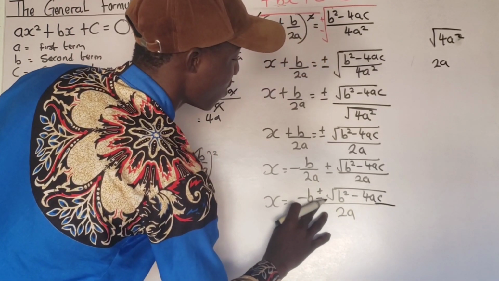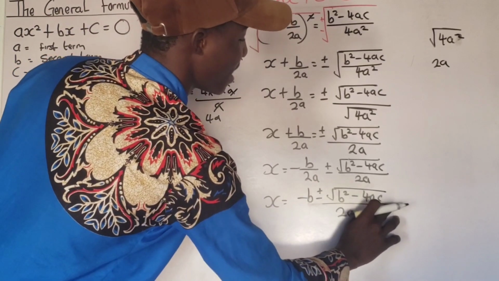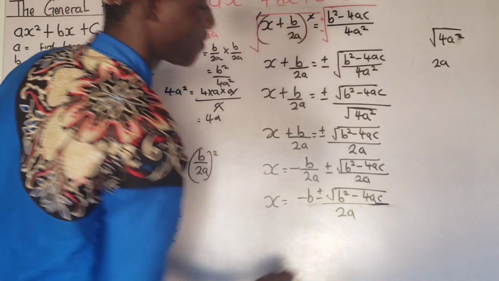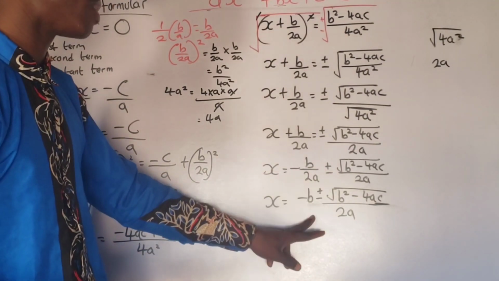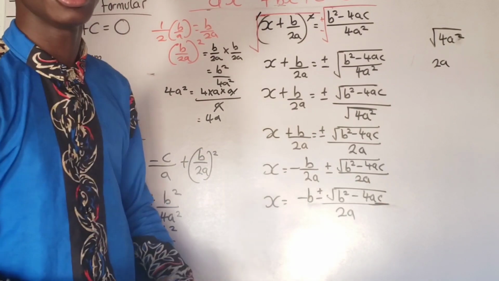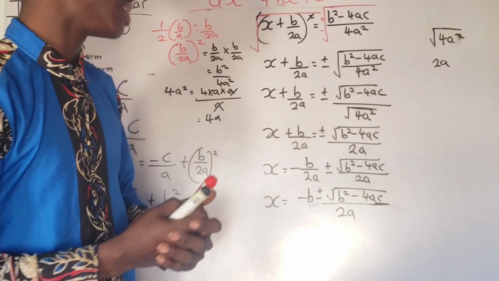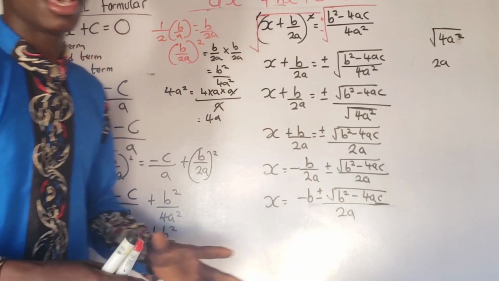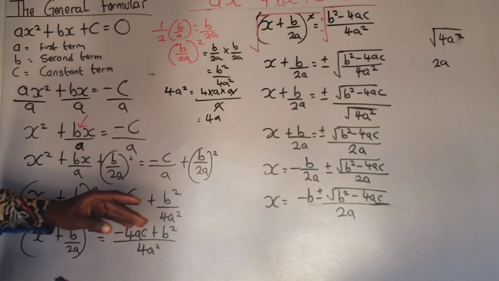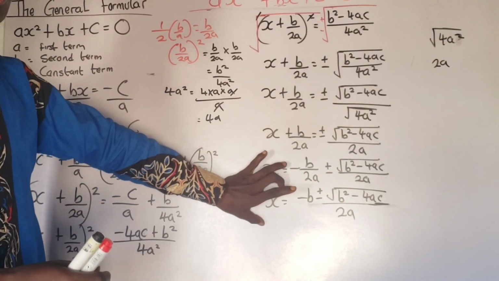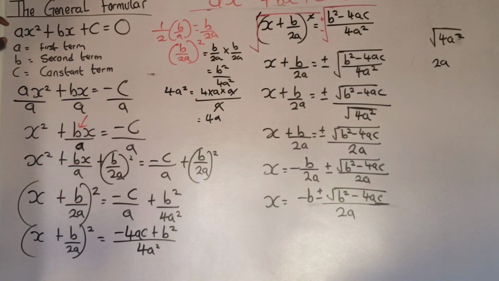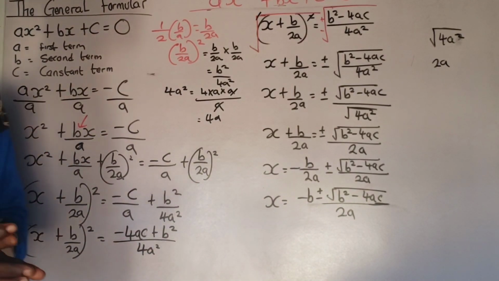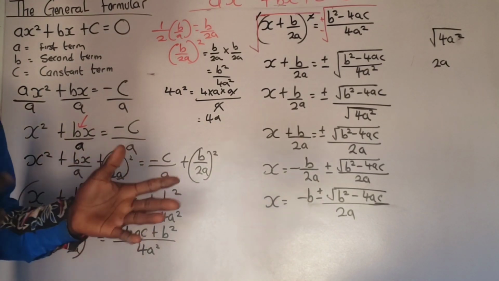So that is how we come about the quadratic formula. This formula is also known as the general formula. You can see that x is equals to minus b plus or minus square root of b squared minus 4ac all over 2a. So this is the formula that we are talking about. We can use this formula to solve this quadratic equation, and you are going to get the value correctly, provided that you applied it correctly.